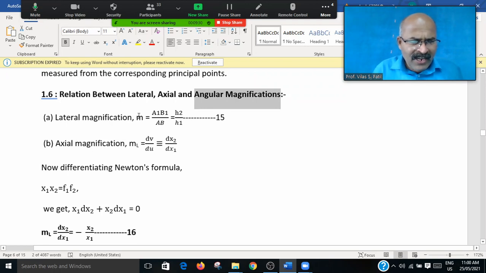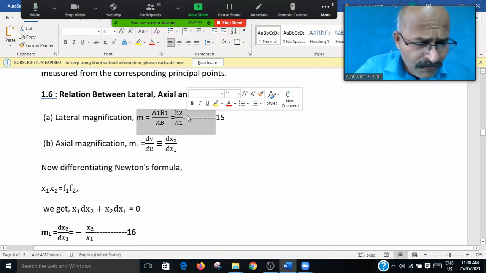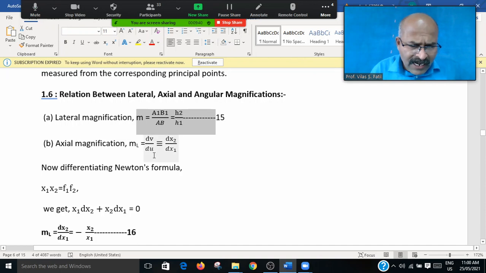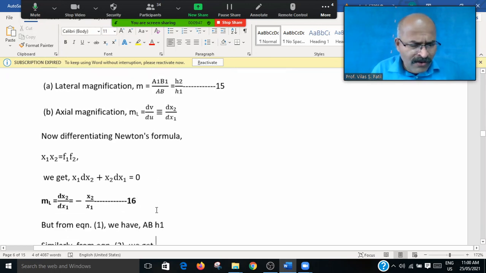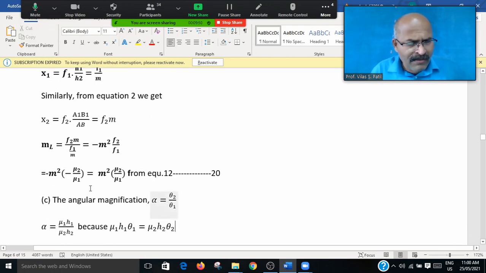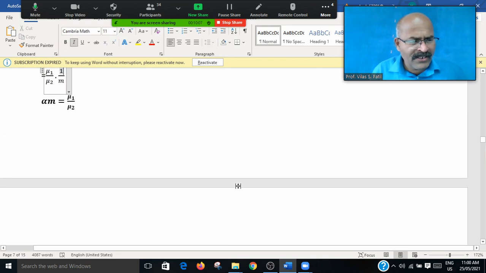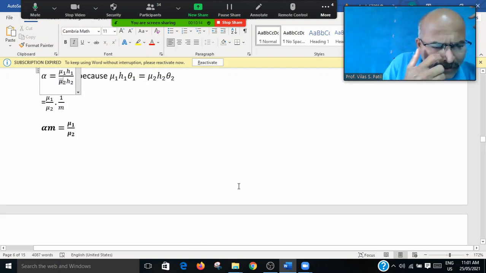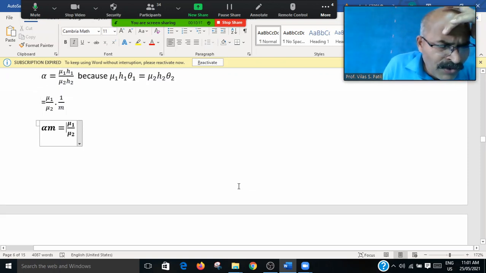magnification. Lateral magnification is m equal to h2 by h1. The axial magnification ML is equal to dv by du, that is dx2 divided by dx1. We solve this by differentiating, and the relation we get is ML is equal to M square into mu 2 divided by mu 1. And for angular magnification, the relation is alpha M is equal to mu 1 by mu 2.